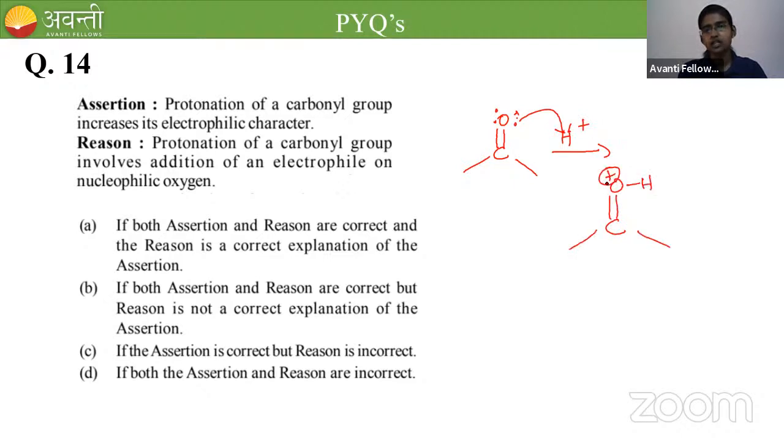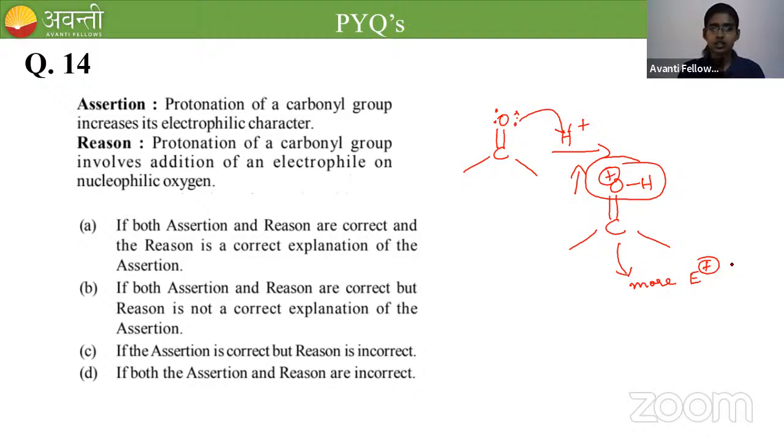and we get a positive charge here. So this protonation increases the electrophilic character, they are saying. Tell me whether it is correct or not. Assertion is correct, right? So on protonation, the electron density on oxygen gets reduced and it withdraws more electron from the carbon and it makes the carbon more electrophilic. Makes the carbon more electrophilic. That is more electron deficient. So the assertion is correct.